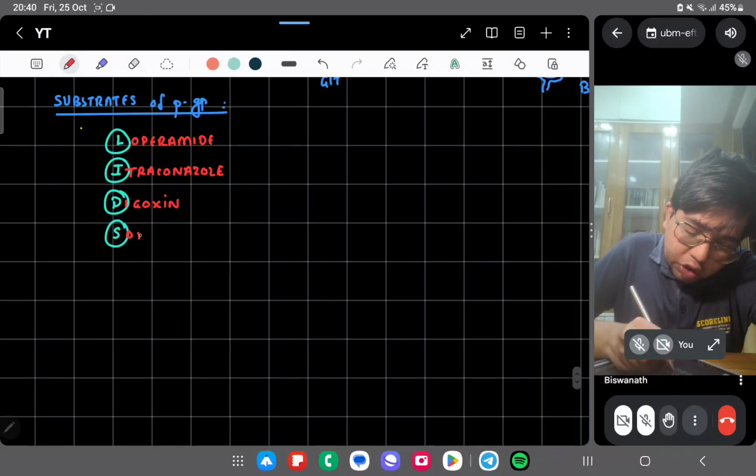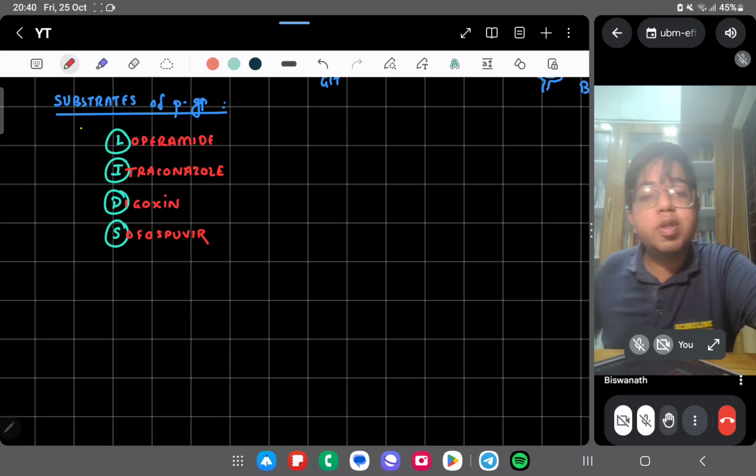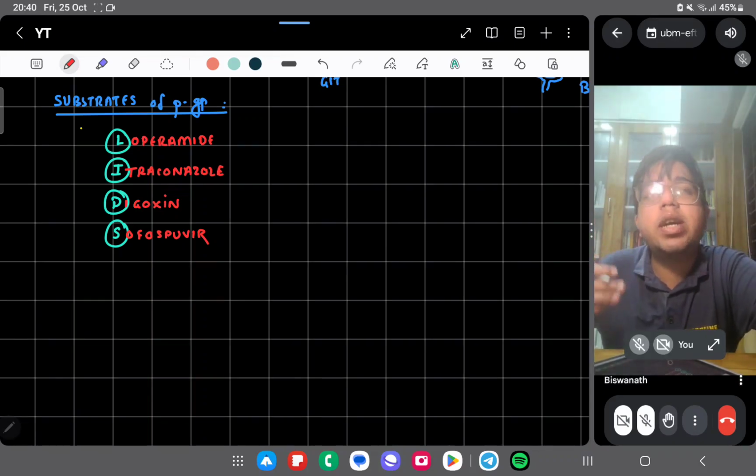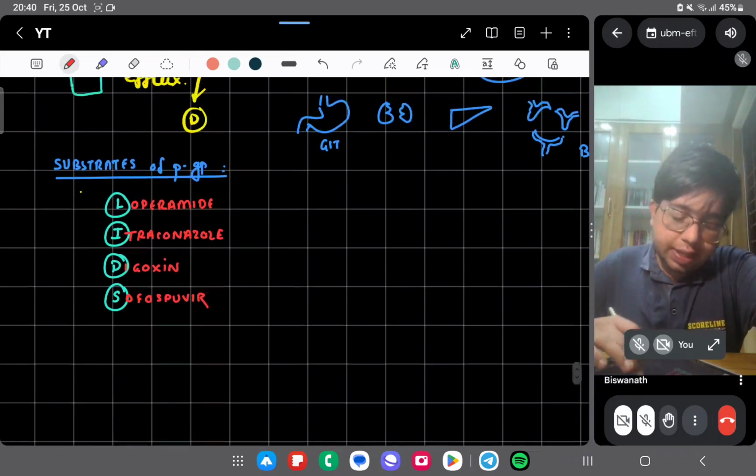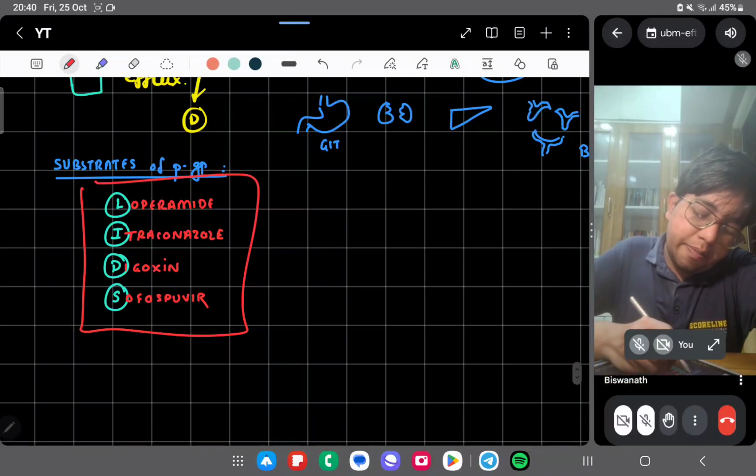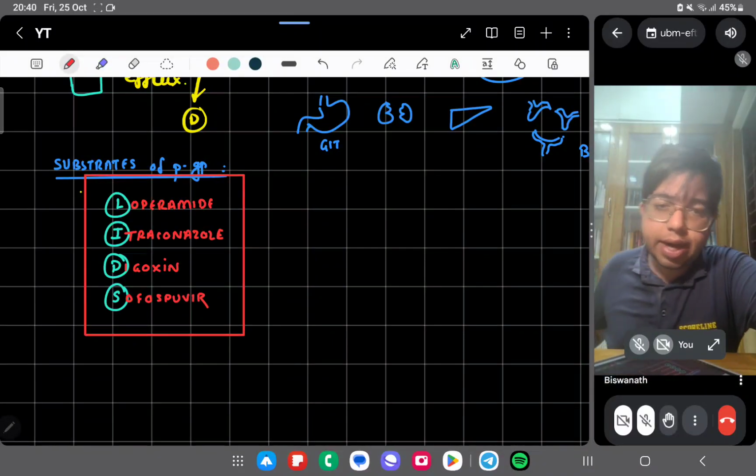And S stands for sofosbuvir. Sofosbuvir is a drug which is given for hepatitis C virus treatment, right? So these are the substrates of P glycoprotein, right?